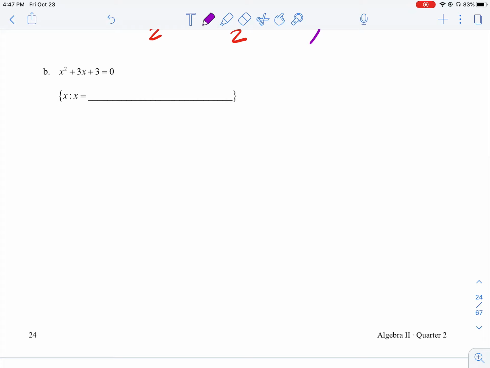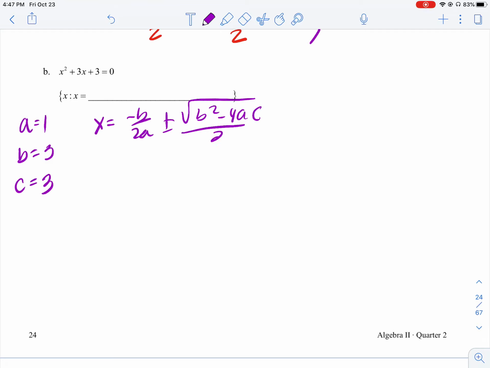Now let's do letter B. We have A is 1, B is 3, C is 3. And so we have x equals, should I still write the formula? One last time, and then you do it on your own after. Okay, so what's my B? So negative 3 over 2a plus and minus. Oh, why did I put 2a? 2 times 1, plus and minus 2 times 1 also.